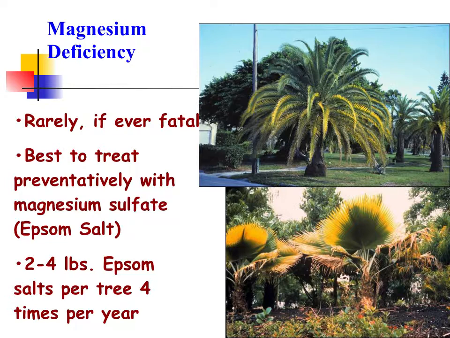Best way to treat this is preventatively. Now a lot of people know about Epsom salt. Epsom salt provides magnesium sulfate specifically. But dumping on a whole bunch of magnesium will not fix potassium deficiencies and some of the other deficiencies that I'll talk about in palms in a lot more detail when we do our palm section.